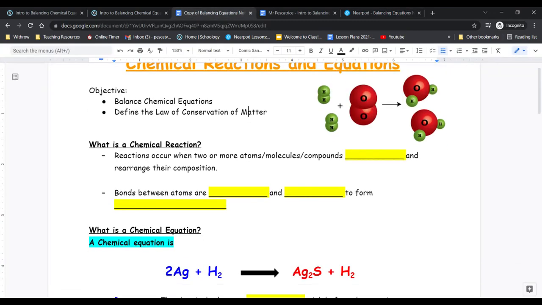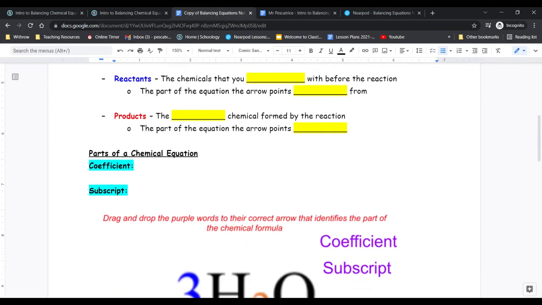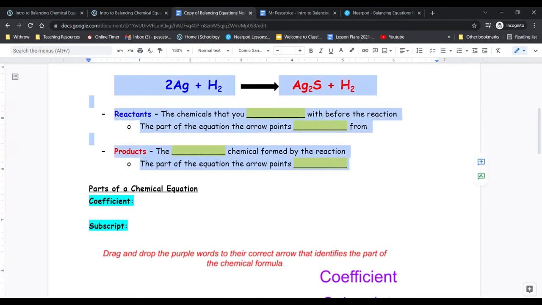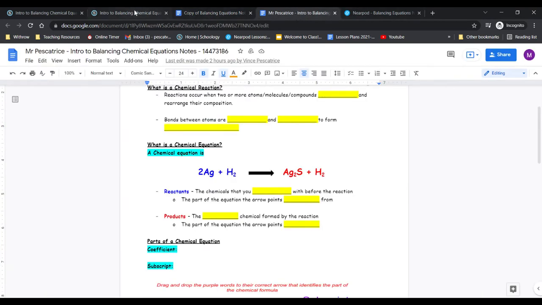So let's check in on our notes. All right, we should be down here. So far, I've covered this. So next we're going to talk about coefficients.